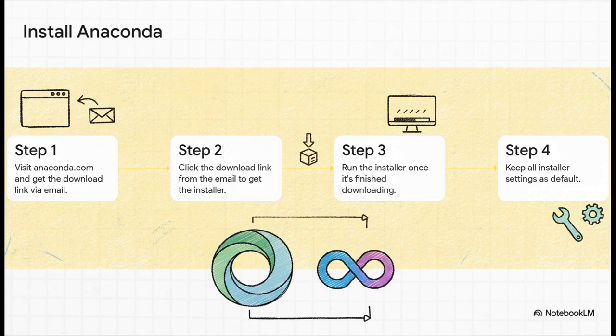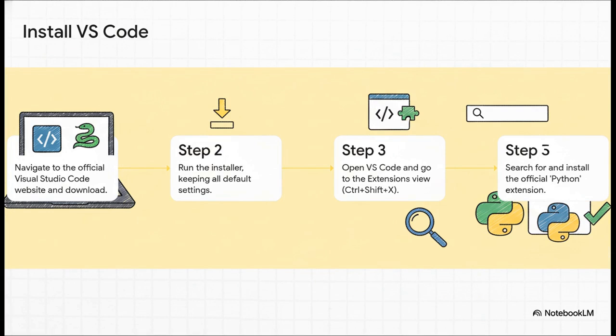Next up, Visual Studio Code. It's pretty much the same deal. Go to the official site, download the installer for your system, and just run it, keeping the defaults. But, and this is a big but, there is one extra, super important step. Once VS Code is open, you have to go to the extensions view, search for Python, and install the official one from Microsoft. This is the magic ingredient that unlocks all the powerful coding features.